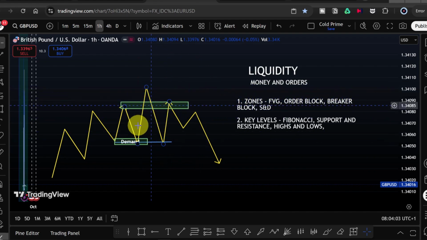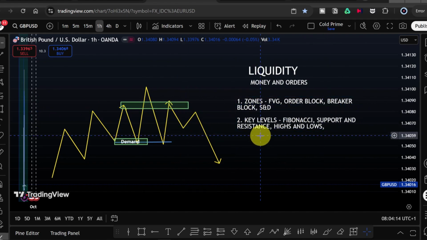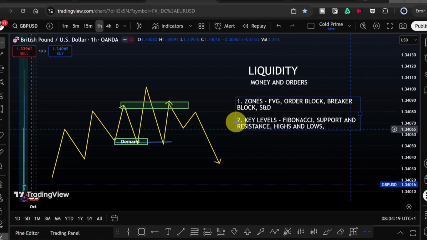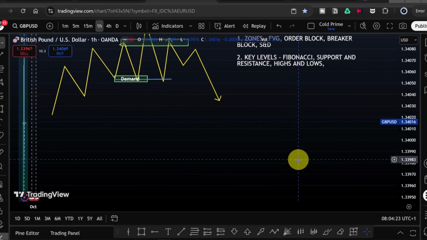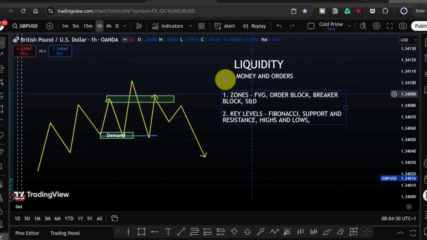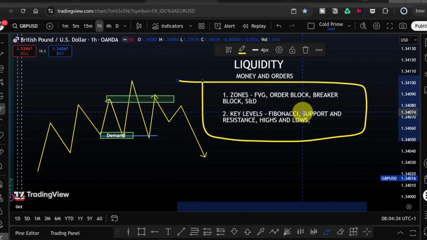So the market is always going to liquidity, and liquidity is sitting at zones, and these zones are fair value gap, order block, breaker block, support, supply and demand zones, and also key levels like Fibonacci, support and resistance, highs and lows. And all of these things create a pattern in the financial market. You have chart patterns, candlestick patterns, and all of these things. So this right here is just a way to simplify everything for you. Right. So how do you trade this thing?